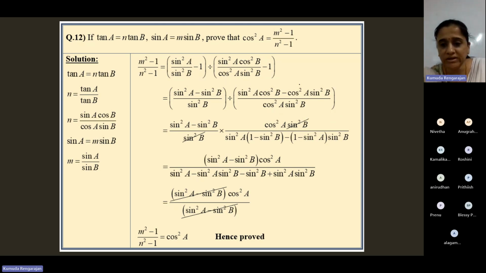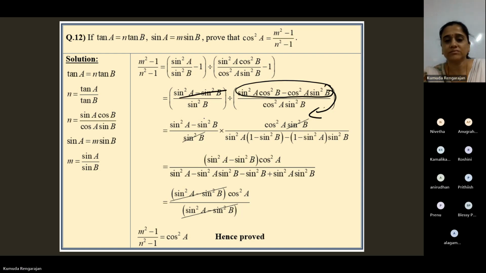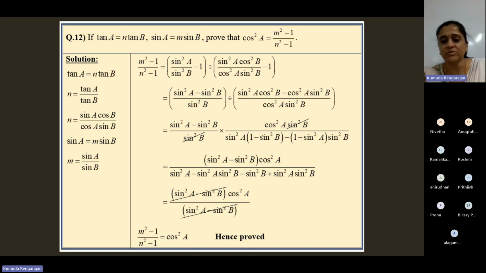So when this one comes down, here, that and this should get cancelled. But here there is cos square b and cos square a, but here there's only sine square a and sine square b. There's only sine. So we write that cos square b and cos square a in terms of sine. So cos square b is 1 minus sine square b. Cos square a is 1 minus sine square a. So it will be multiplication, sine square a into 1 minus sine square b. Then this one is 1 minus sine square a into sine square b.